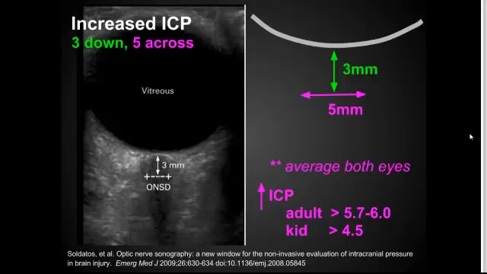So many different papers have looked at this, and it seems that the consensus is that you should have a suspicion of increased intracranial pressure with an optic nerve diameter greater than between 5.7 and 6 millimeters in adults and 4.5 in kids.